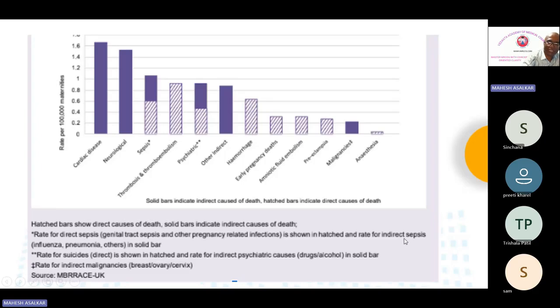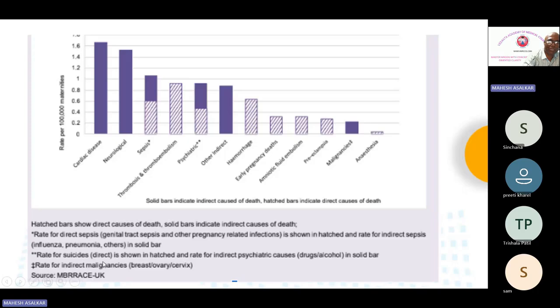So these are the indirect sepsis. The direct sepsis includes genital tract sepsis and other pregnancy related infections. And these are the indirect sepsis, like influenza, pneumonia, etc.